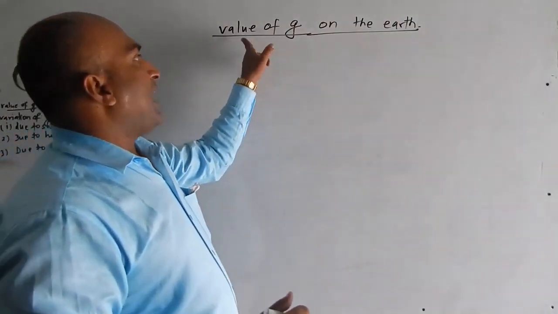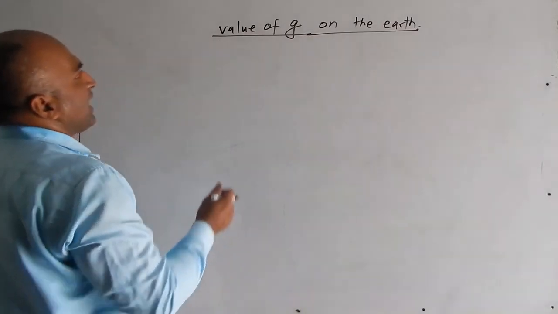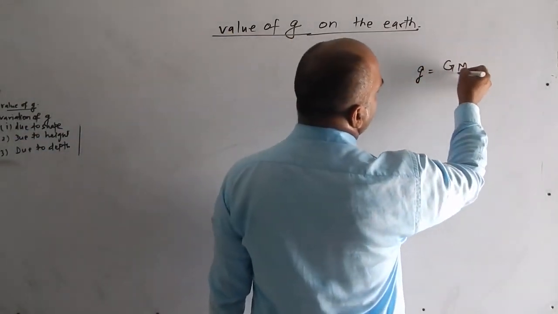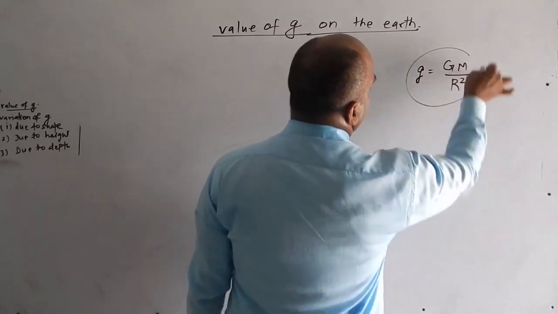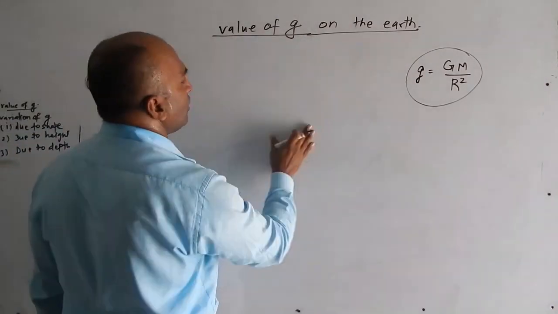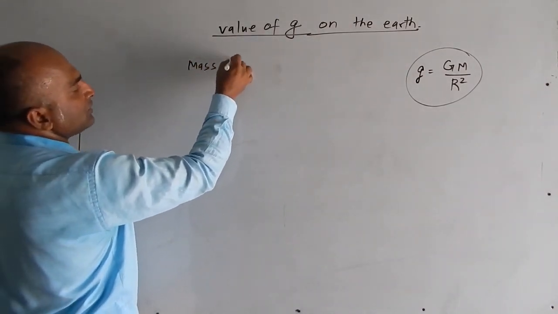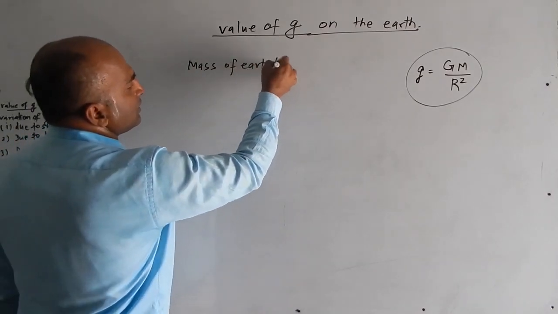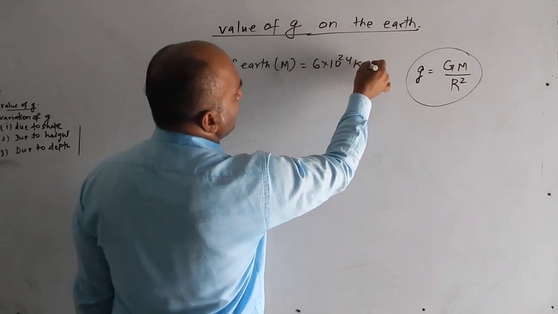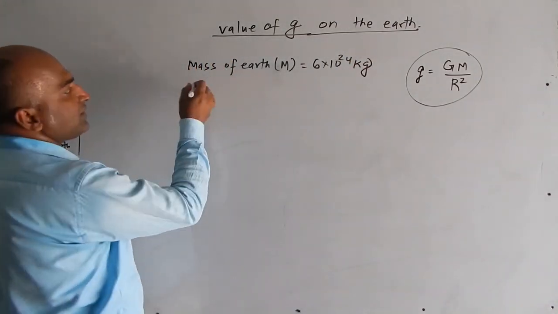Value of acceleration due to gravity on the Earth. To calculate the value of acceleration due to gravity, we use this formula: g equals GM by R square. By using this formula, we can find the value of acceleration due to gravity on the Earth. The mass of the Earth is M equal to 6 into 10 power 24 kg.